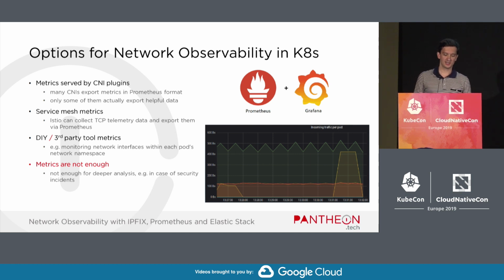Another option would be service meshes. Of course, if you are using service mesh, you get a lot of visibility, but mostly on the application layer, not into the lower layers of the network. But for instance, Istio can support even TCP telemetry data, and you can collect that with Prometheus and display. The third option would be doing the metrics yourself. You can do something like your own monitoring tool, which would monitor the network namespace of each pod that is running in your cluster and export the statistics on the interfaces. That's a bit of work, of course, and brings some challenges as well.